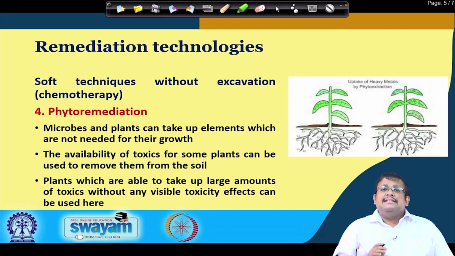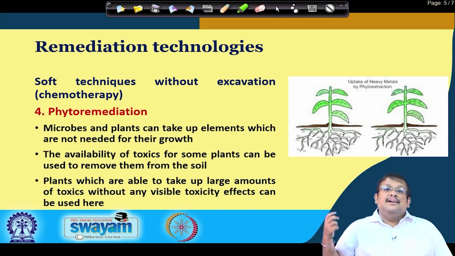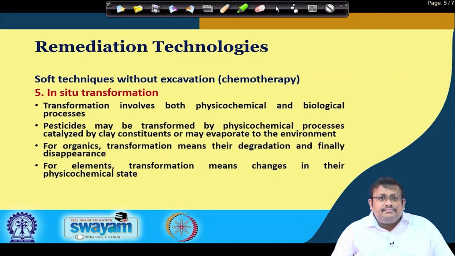Another important soft technique is phytoremediation. You know about the phytoremediation. Microbes and plants can take up elements which are not needed by their growth, and the availability of the toxics for some plants can be used to remove them from the soil, and plants which are able to take up large amounts of toxics without any visible toxicity effects can be used here. So, this is an example of phytoremediation when the plants are extracting the heavy metals from the soil.